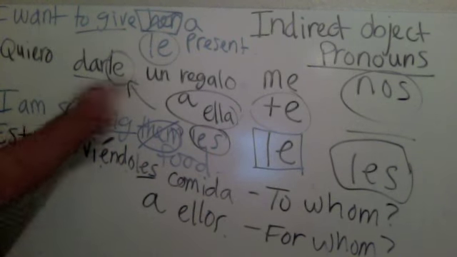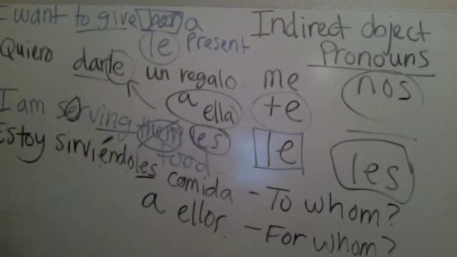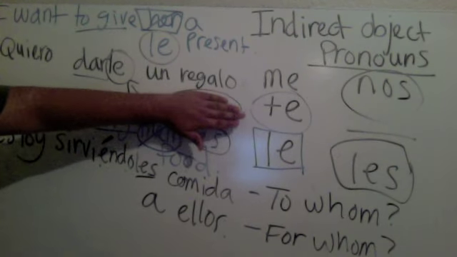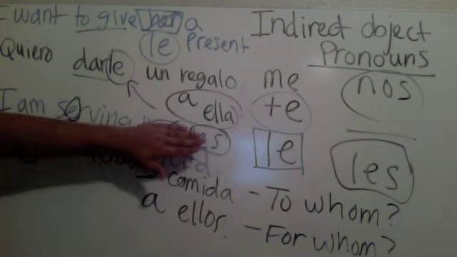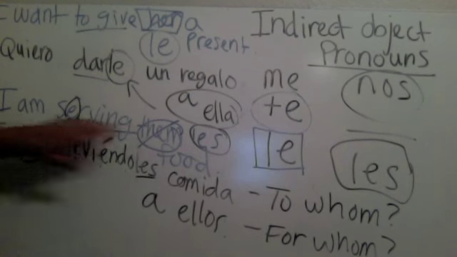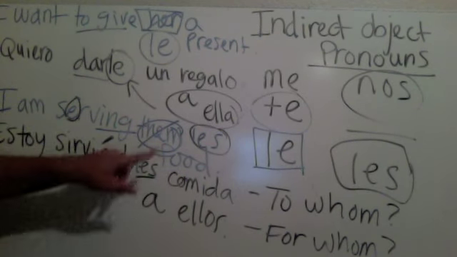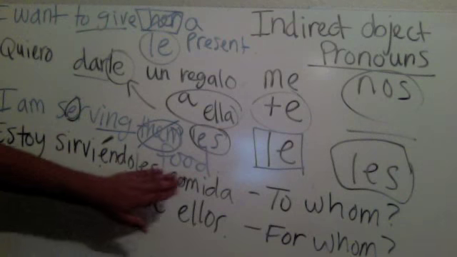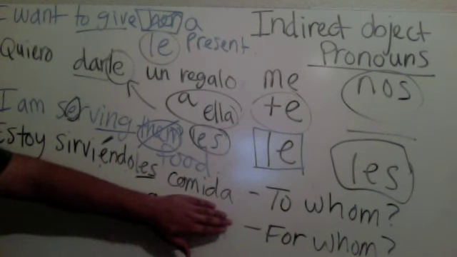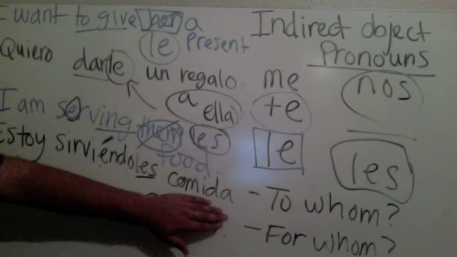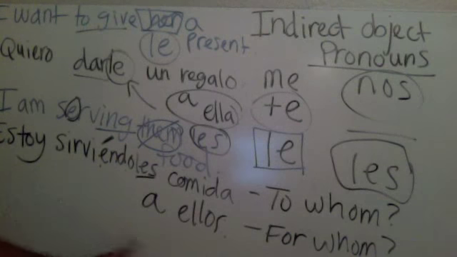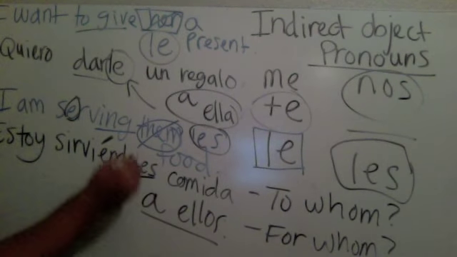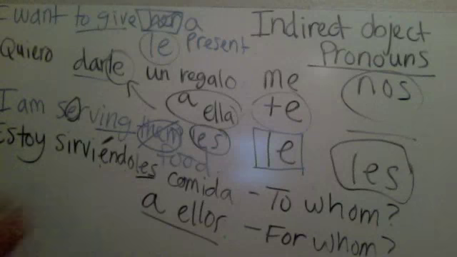Just like what we did here. Quiero darle un regalo. Without this, we wouldn't know who you're talking about. We need to clarify by ending the sentence with a ella. Now we know specifically to her. This example, I am serving them food. Estoy sirviéndoles comida. That, we don't know who you're serving it to. It could be a group of guys or a group of girls. You could be serving it to ustedes. Now let's clarify, a ellos. Okay? So it's important that you clarify whenever you have le and les.